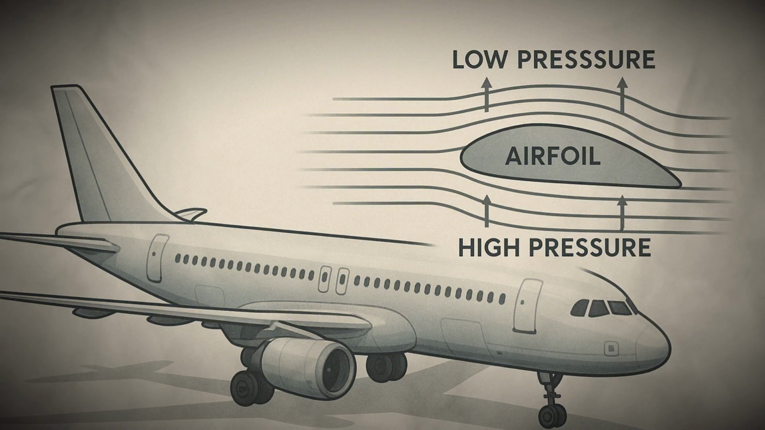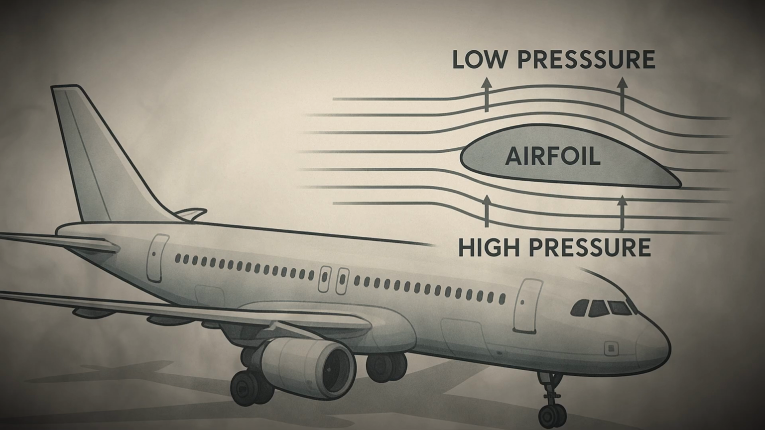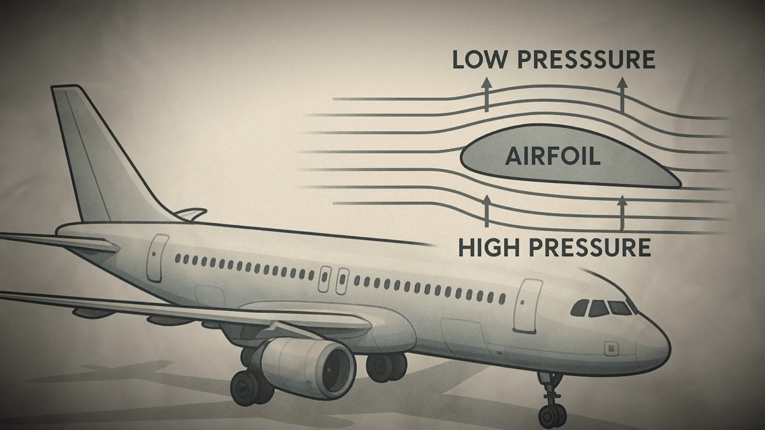The wings are perhaps the most recognizable and essential part of an airplane, as they are responsible for generating lift. Their shape, known as an airfoil, is carefully designed so that air flows faster over the top surface than it does beneath the wing, creating a difference in pressure that produces an upward force.